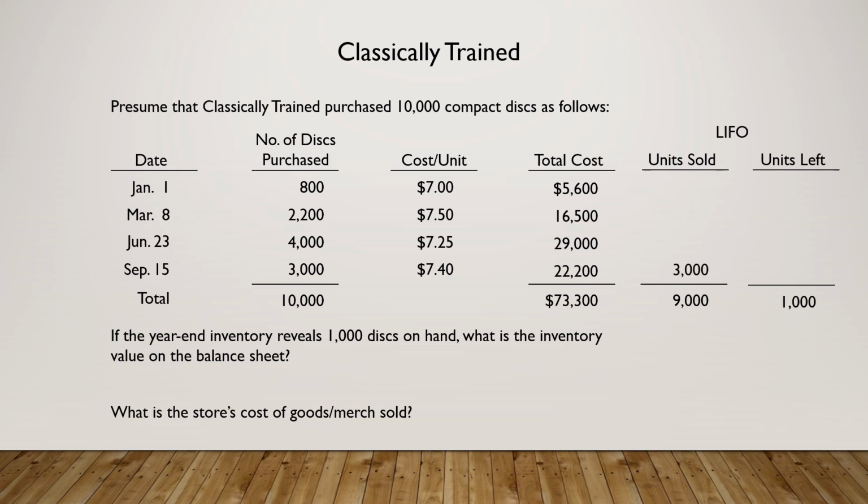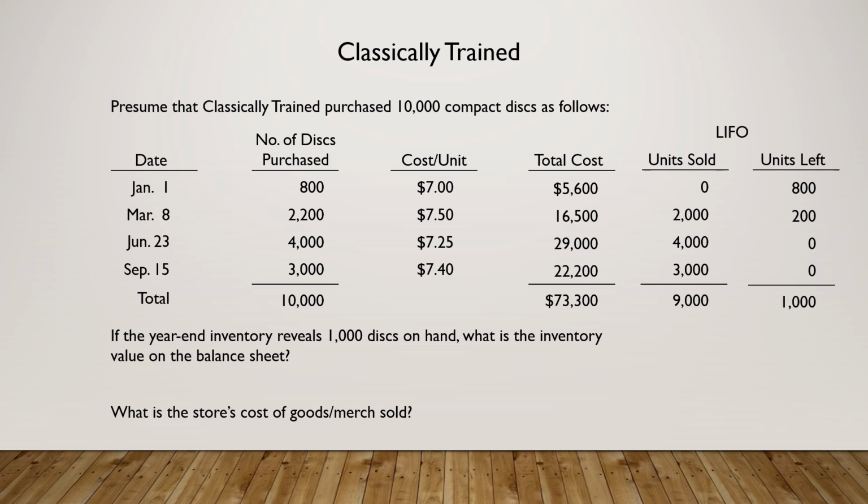units from September, add in the 4,000 units from June, and we're at 7,000 in sales. And we need just 2,000 units from March to get to 9,000 units. Classically Trained didn't sell anything from the January purchase. What's left under LIFO? Classically Trained sold all of September and June's inventories. Of the 2,200 bought in March, only 200 units remain. And of course, Classically Trained still has all 800 CDs from January.